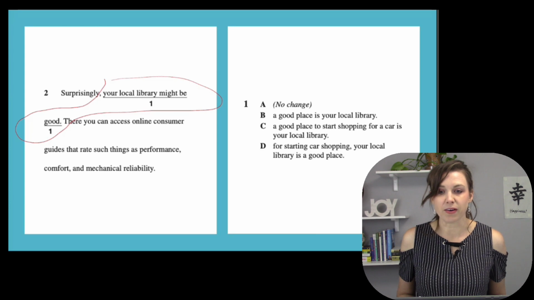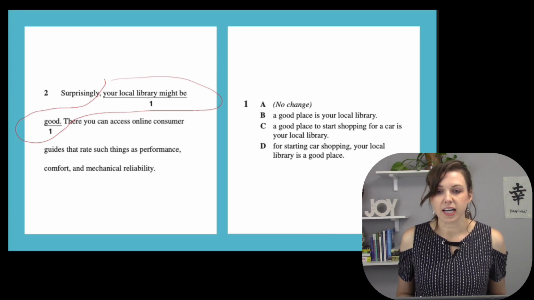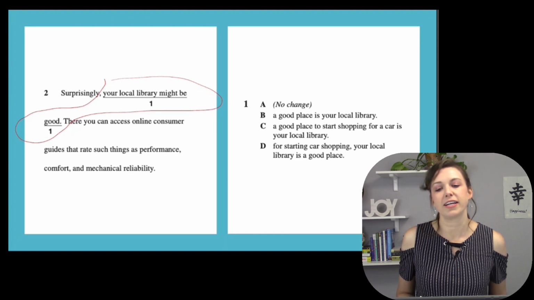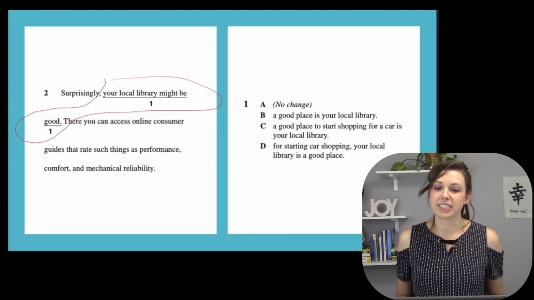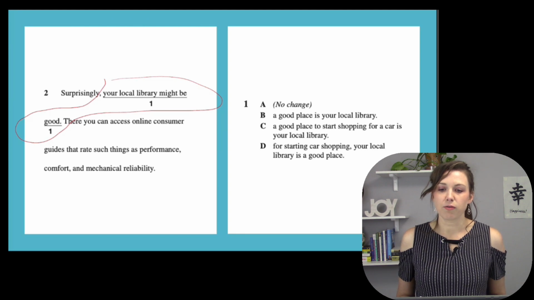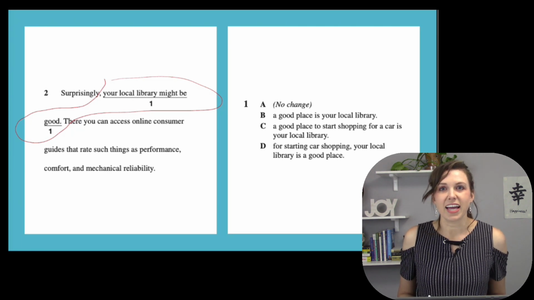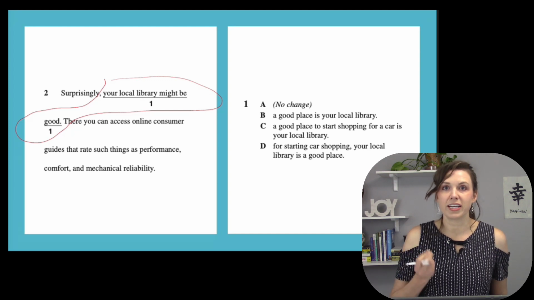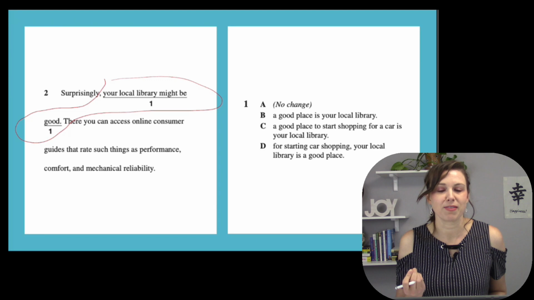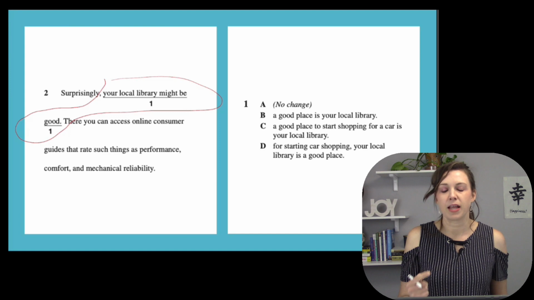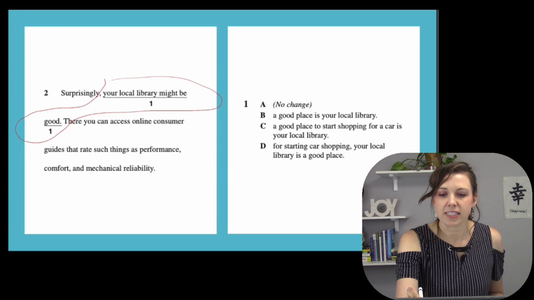Okay, let's try letter B. Surprisingly, a good place is your local library. C, surprisingly, a good place to start shopping for a car is your local library. Or D, surprisingly, for starting car shopping, your local library is a good place. These ones can be a little bit subjective, and I would say choose the one that is the best. Sometimes reading them out loud can definitely help too, if you can hear them as well as read them. And so the answer here is actually C.